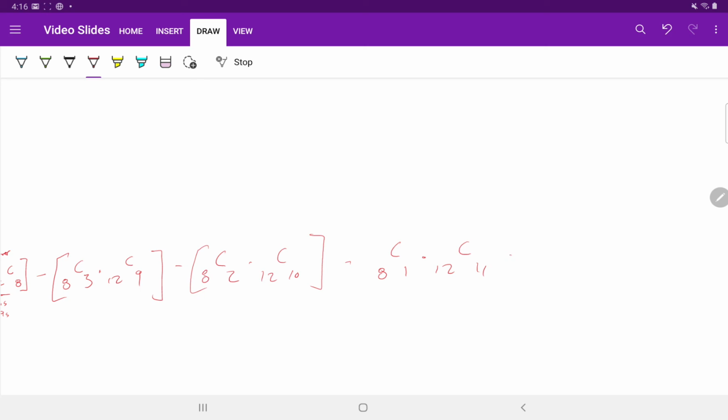And then minus 8 choose 0 times 12 choose 12. And by the way, there's only one way to do this. One way. So this is actually just minusing 1 at the end, interestingly enough.